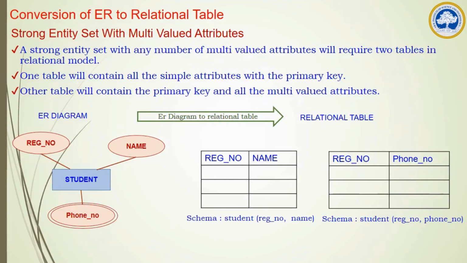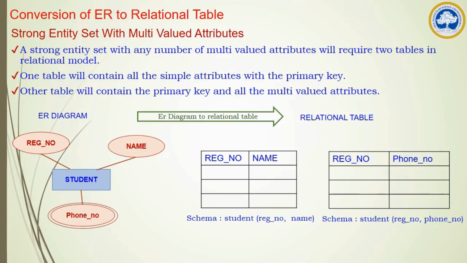The third one is the strong entity set with multi-valued attributes. A strong entity set with any number of multi-valued attributes will require two tables in the relational model. One table will contain all the simple attributes with the primary key, whereas the other table will contain the primary key and all the multi-valued attributes.